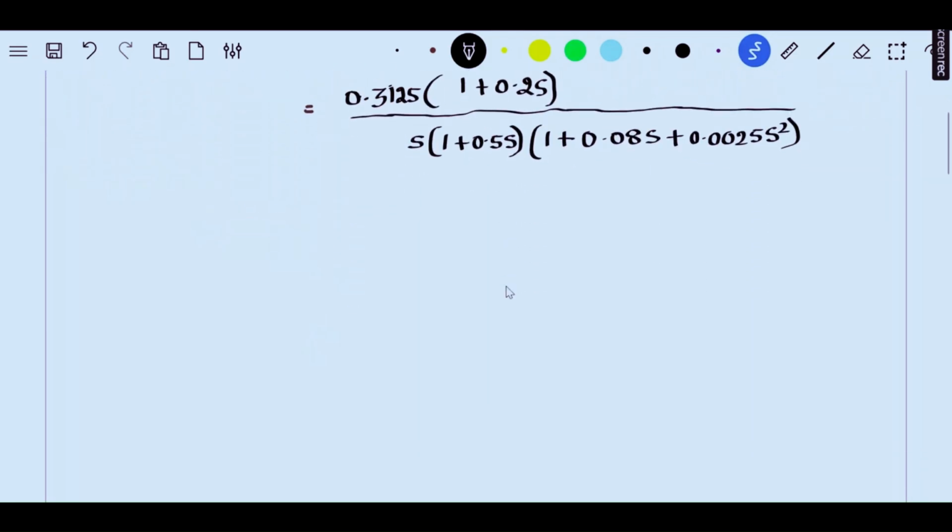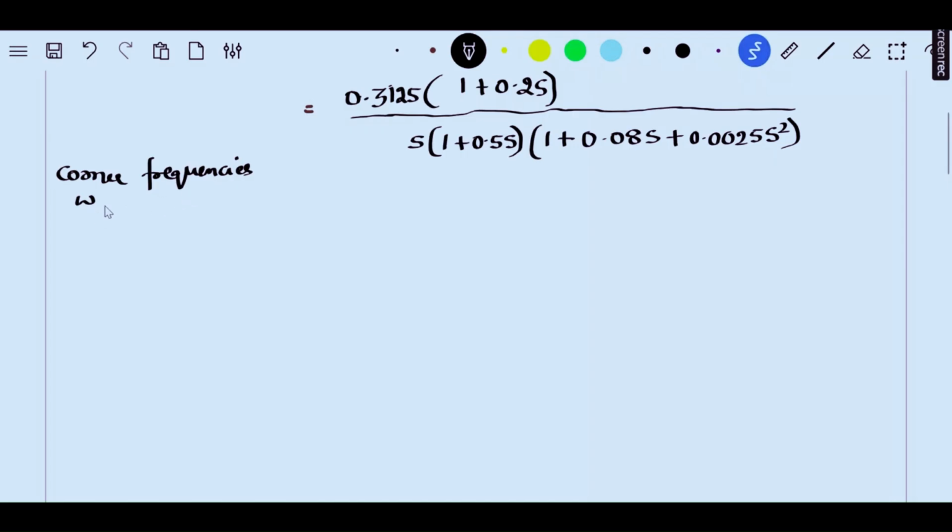Okay, now let us go with the magnitude plot method. What I need to do is first calculate the corner frequencies. So I need to find out what the corner frequencies are. Let us do that now.